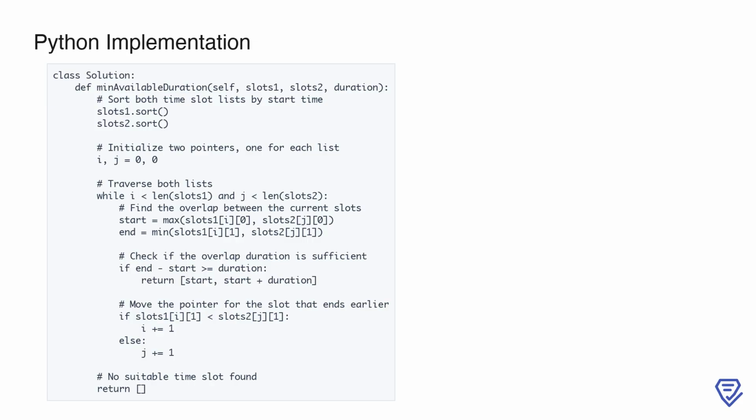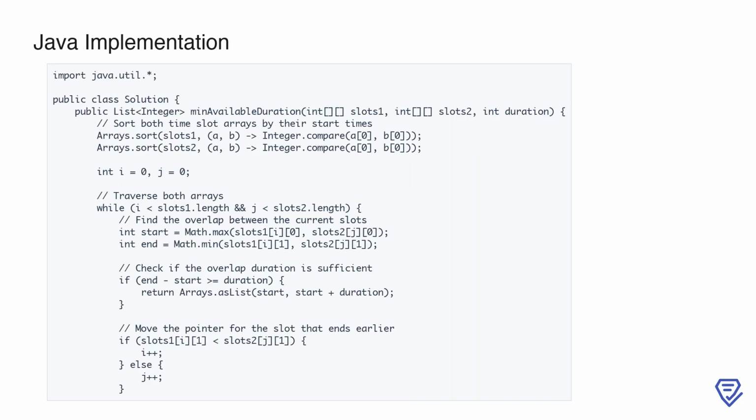Here, we begin by defining our Java class and method to find the minimum available duration where both participants can meet. The method accepts two 2D arrays, slots 1 and slots 2, representing the time slots of the two participants, and an integer duration indicating the meeting length. First, we sort both arrays by their start times to facilitate efficient comparison. This sorting ensures that the time slots are ordered sequentially, which is crucial for the two-pointer approach we'll use. Next, we initialize two pointers, i and j, to traverse through slots 1 and slots 2 respectively.